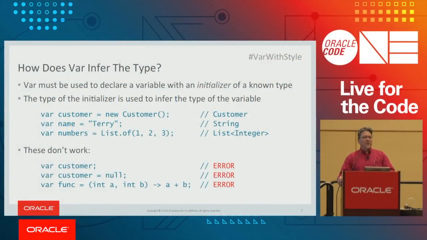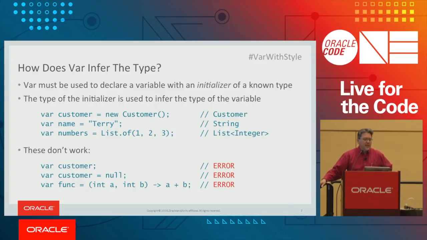Where was I? How does var infer the type? Okay, so we just sort of hand-waved over that, and I said, okay, the compiler figures out the type for you. You have to have enough information there for the compiler to figure it out. And where does that information come from? It comes from the right-hand side of the declaration.